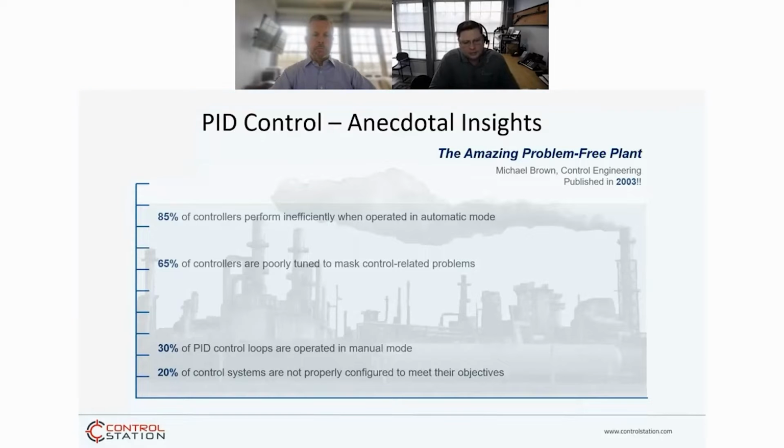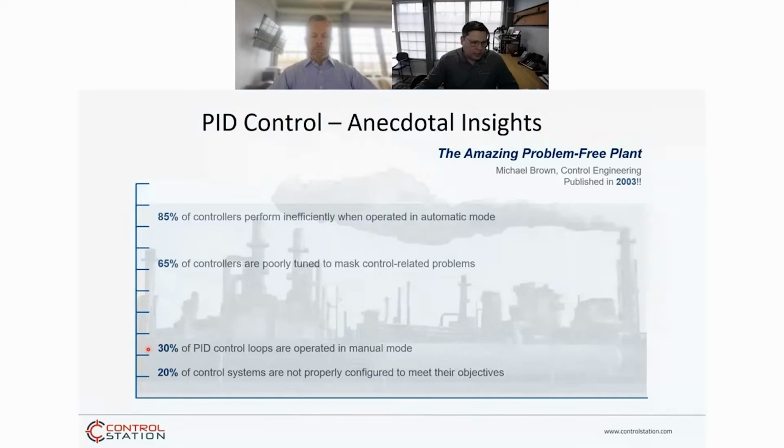There was an analysis done a number of years ago by Michael Brown, and this data was published 20 years ago at this point. And the interesting metric that I like to pull out more than anything else is this idea that 20% of controllers are not properly configured to meet their objectives. Their control structures are not adequately defined to match what their goals and objectives are.